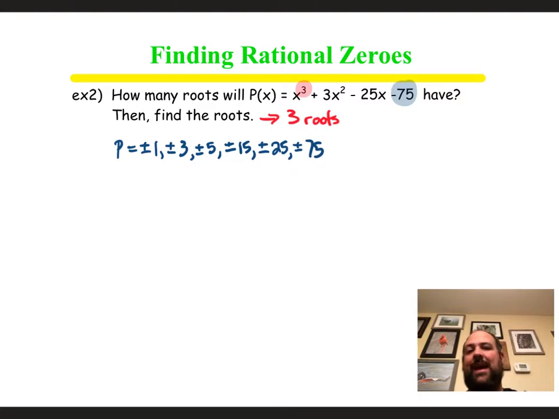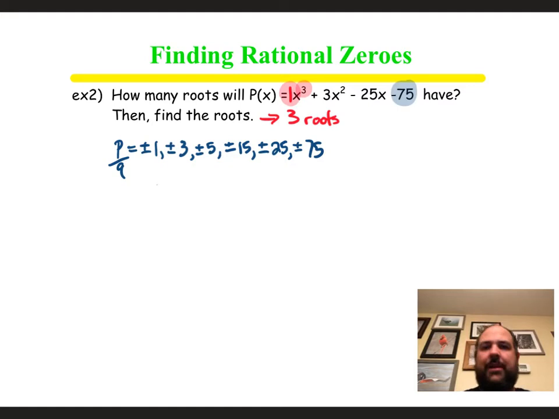And our q values are going to be the factors of the leading coefficient. Well, our leading coefficient in this case is 1. So that's just going to be plus or minus 1. So really, I can actually get rid of the q here, and I can just say that this list of p values actually is the same as my p over q values.